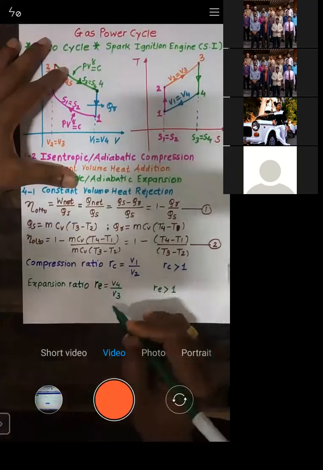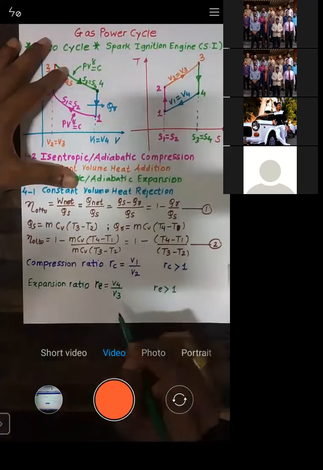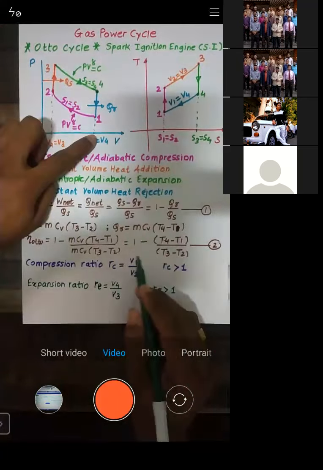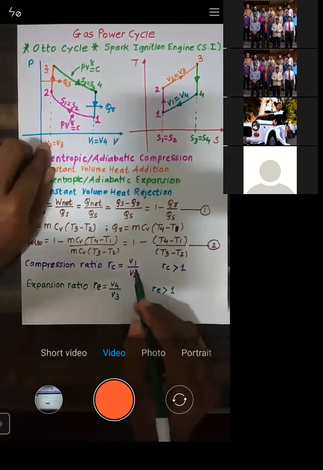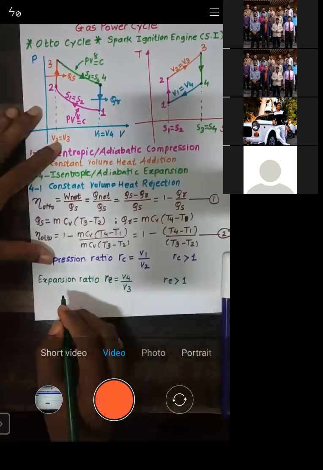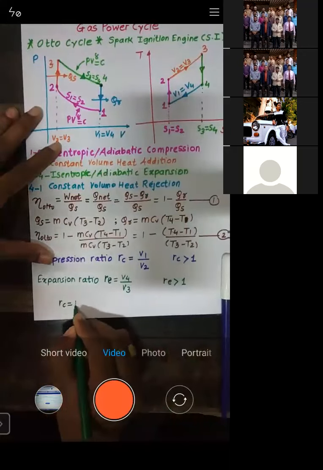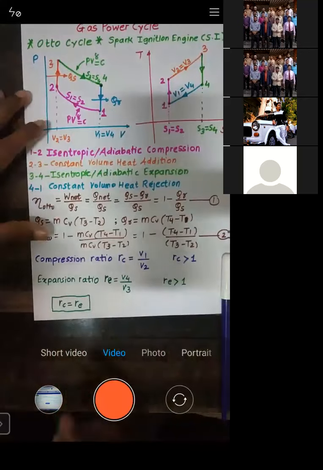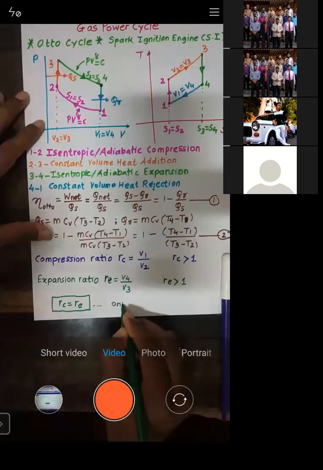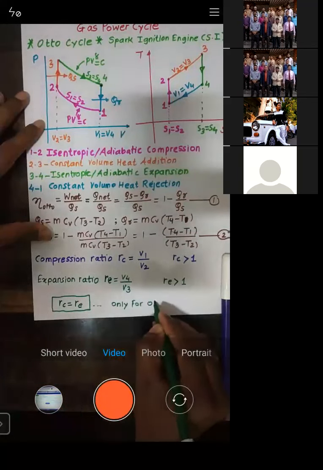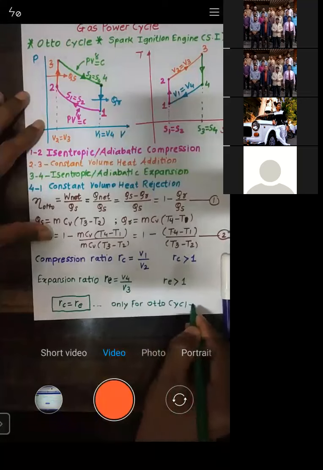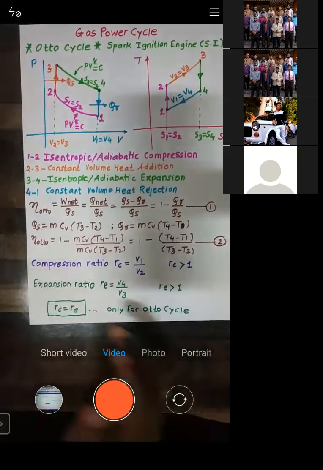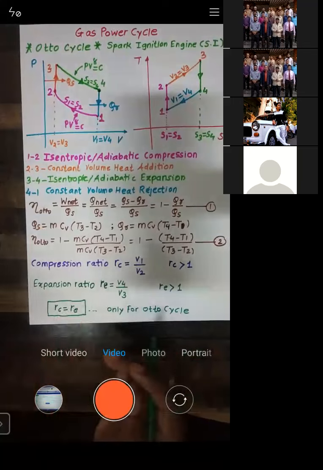When we see both formulas, RC is V1 by V2 and RE is V4 by V3. Now V1 is equal to V4, and V2 is equal to V3. That means RC is equal to RE. This is very important: compression ratio is equal to expansion ratio. This is applicable only for the Otto cycle.